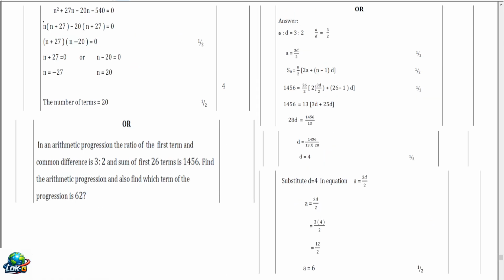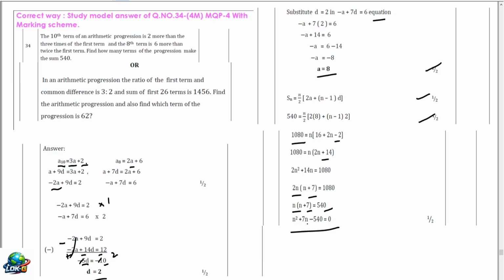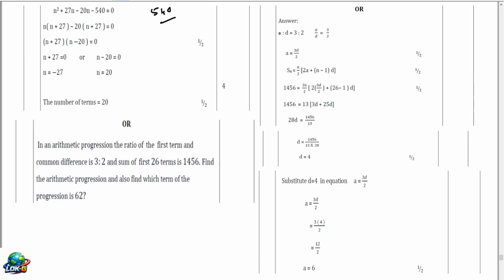You can split 540 into factors such that the difference must be equal to 7: 27 and 20, 27 twenties are 540. Take n common: n plus 27, minus 20 common: n plus 27. n plus 27 is common: n plus 27 into n minus 20 is equal to 0. Therefore the number of terms cannot be negative. Therefore n is equal to 20. You will get full marks.